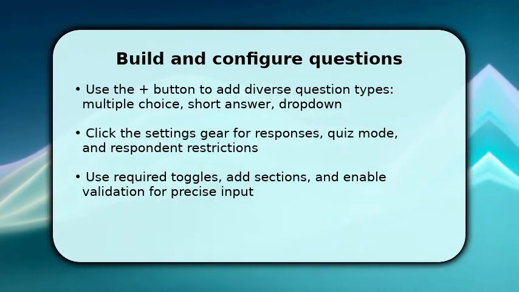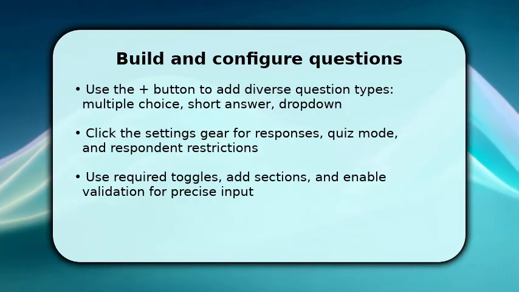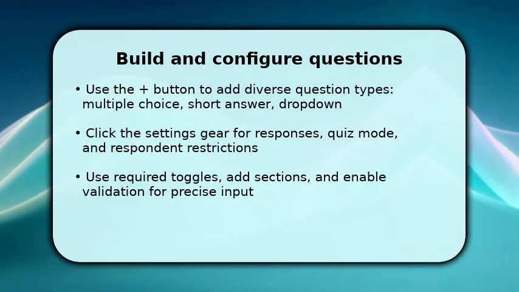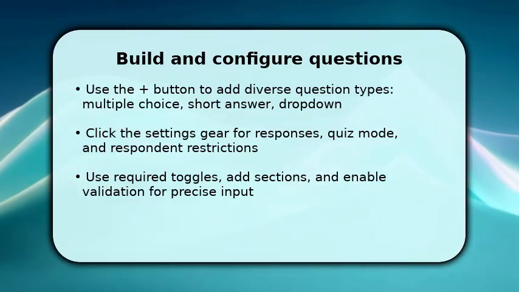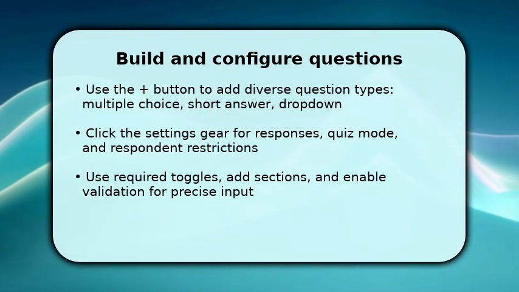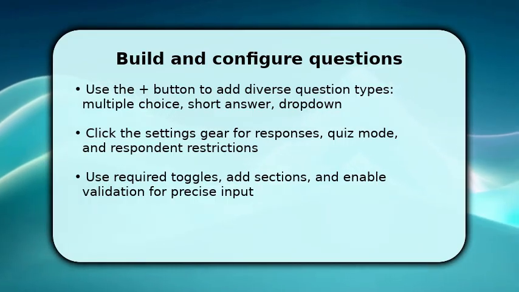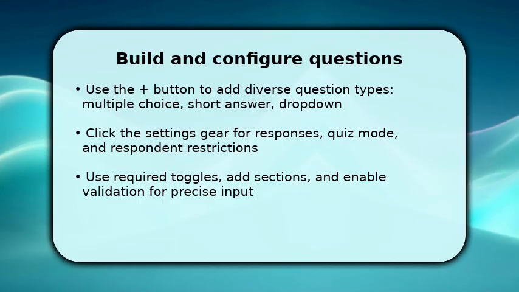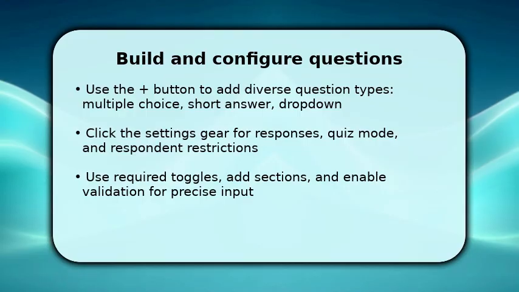Once done, use the three-dot menu to duplicate or shuffle options, and set answer validation for emails, numbers, or length. Make sure to group related questions into sections so navigation stays logical, and use the settings gear to limit to one response, enable quiz scoring, or collect emails. These controls shape how users interact and what data you receive.